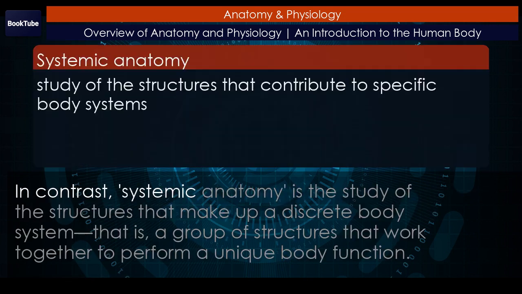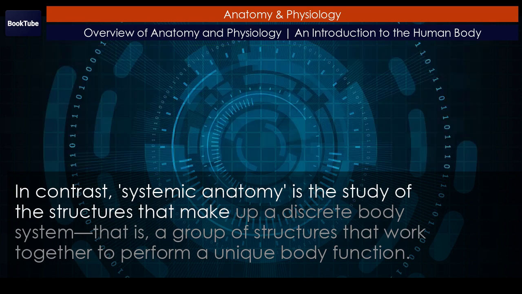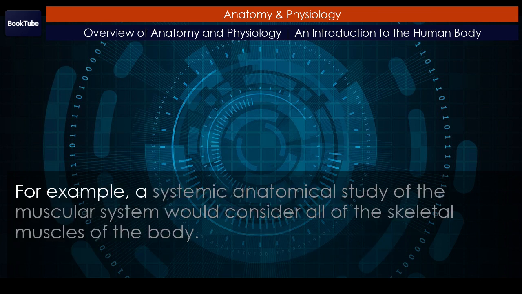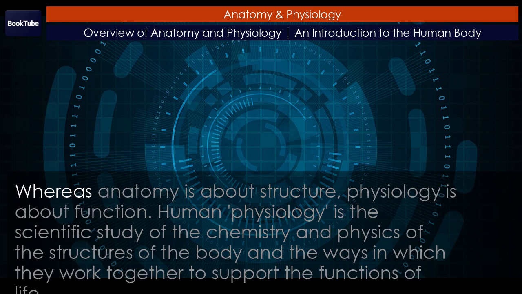In contrast, systemic anatomy is the study of the structures that make up a discrete body system, that is, a group of structures that work together to perform a unique body function. For example, a systemic anatomical study of the muscular system would consider all of the skeletal muscles of the body, whereas anatomy is about structure.